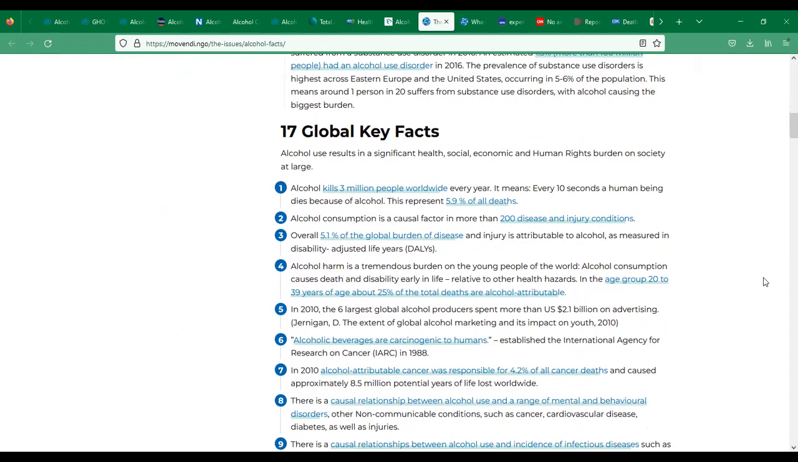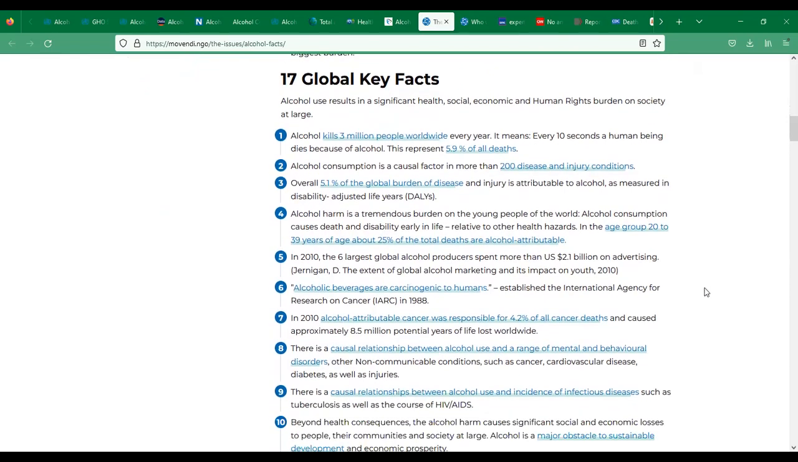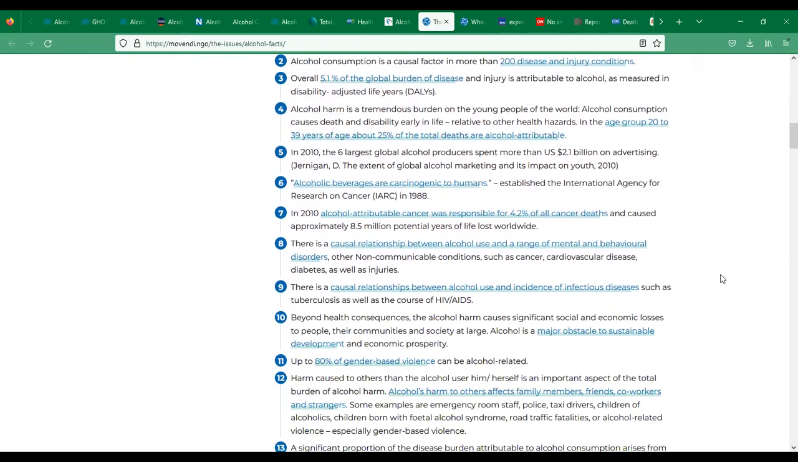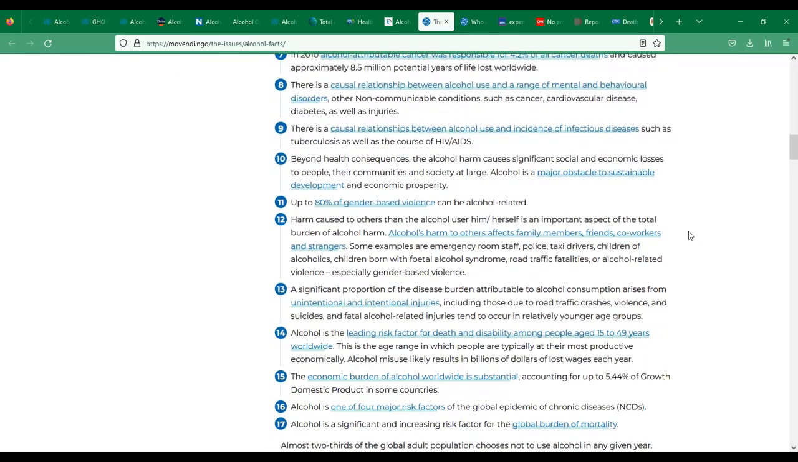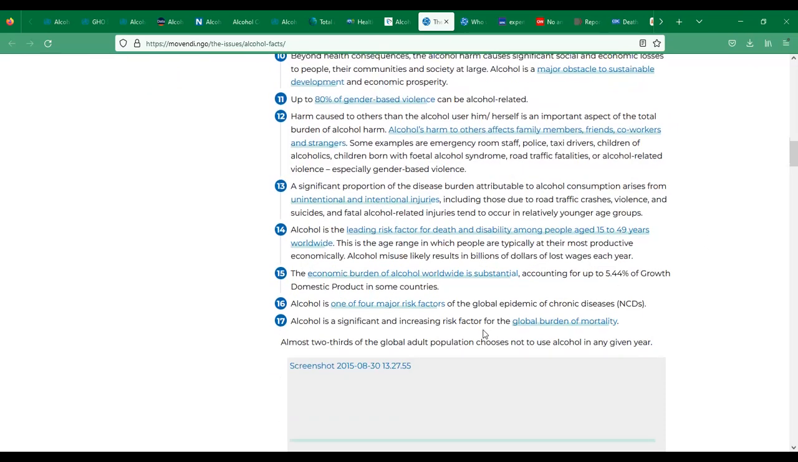200 diseases. So the problem with alcohol is something you could prevent. In this case, you could provide support and awareness, and you could prevent deaths. It's not totally out of control, in relation to policymakers, the government, and society. The economic burden of alcohol worldwide is substantial, accounting for up to 5.44% of gross domestic product in some countries.